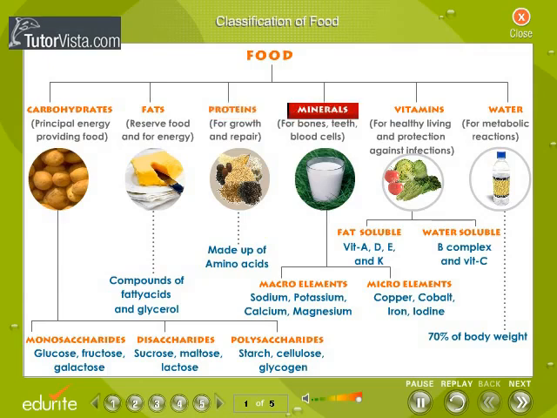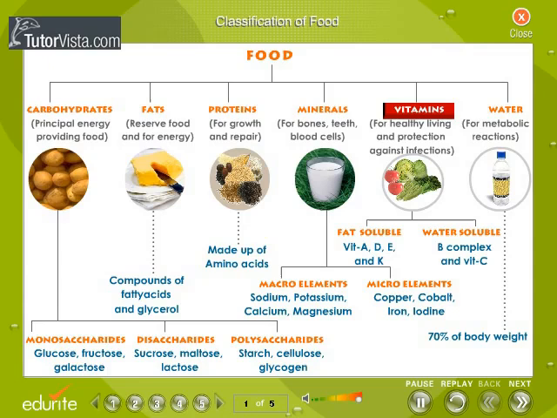Minerals are the main building material of bones and teeth. Sodium, potassium, calcium, and magnesium are macroelements. Copper, cobalt, iron, and iodine are microelements.